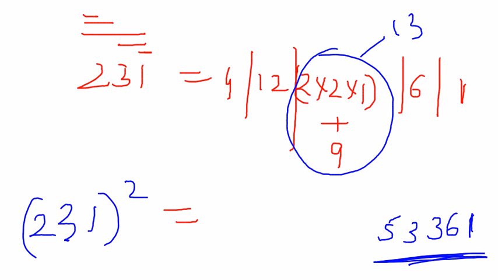Also, it was analyzed that calculating the square of a number using this Vedic math trick saves 70% of the time as compared to just multiplying 231 cross 231. So Vedic math is always the best option.